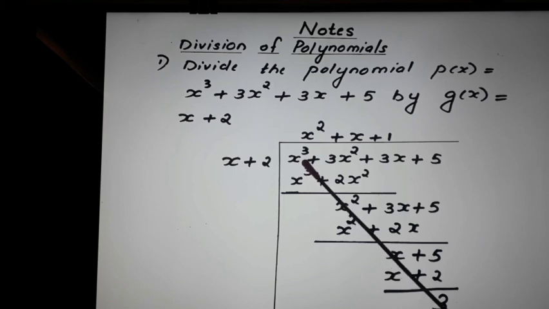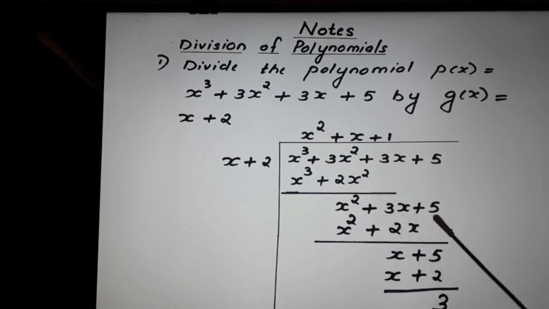Take the first term, that is x cube, and divide by the first term x. We get the first term of the quotient, that is x square. Now multiply x square with all the terms of the divisor. x square into x, x cube; x square into 2, 2x square. Next step, you have to subtract from the dividend. So the first term becomes 0, x cube minus x cube. Now 3x square minus 2x square, we get x square. Now bring down the rest of the terms in the dividend, that is 3x plus 5.